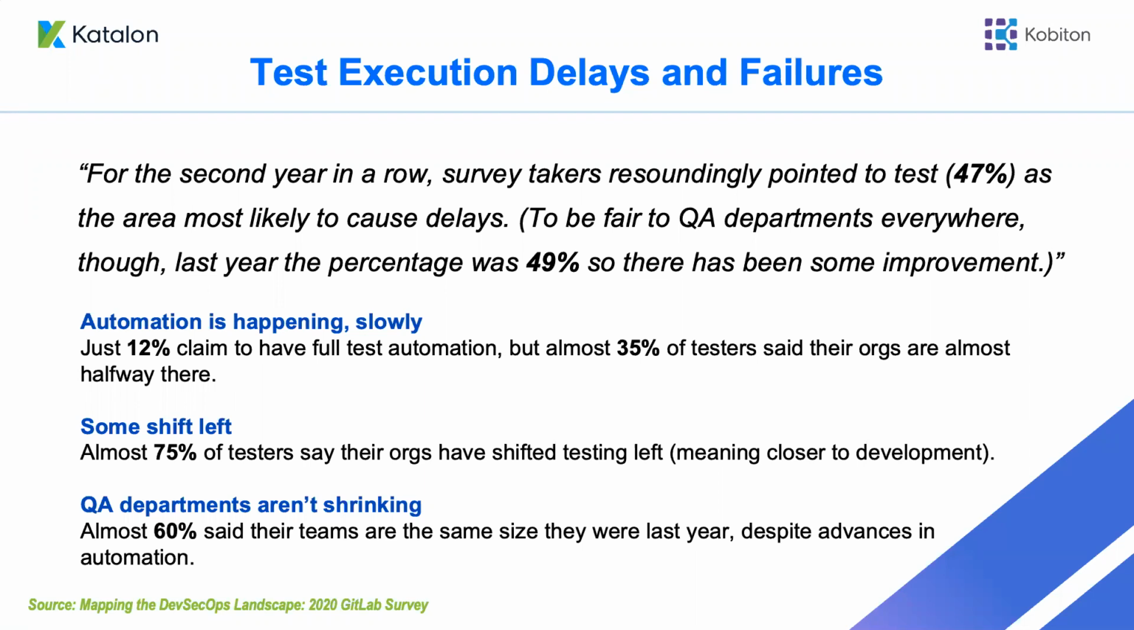Now, obviously, they mentioned that this was an area that caused delays, but when we drill into why that is happening, you can see some of the core findings of that survey indicating that the bottleneck is around automation not happening as quickly as possible. Some organizations have tried to shift left, but are still struggling both with orchestrating as well as creating steady, stable scripts.